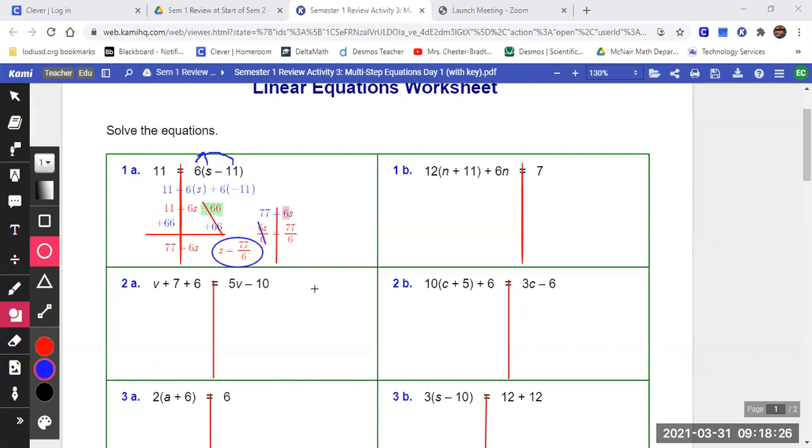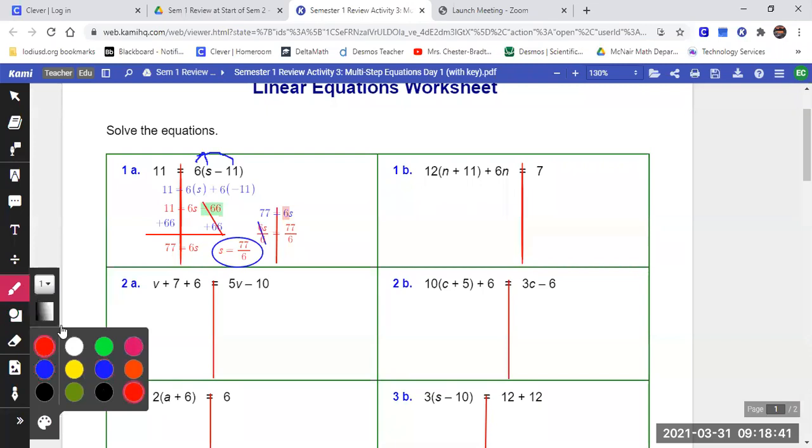Okay, so there were multi-steps. There are at least going to be 3 steps on every problem. So let's go look at the next one. I see a number outside, so I need to distribute. Distribute means we are multiplying. We're multiplying the outside times each of the inside pieces, and we are showing that multiplication.